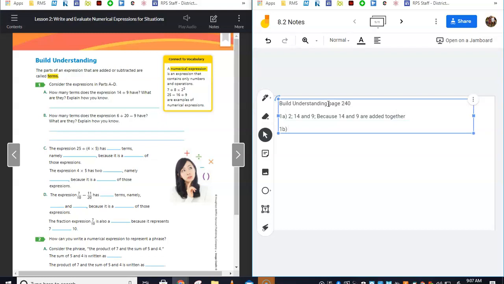1B. How many terms does the expression 6 plus 20 minus 9 have? There are 3. We have 6, 20, and 9. And how do I know? Because 6 and 20 are added together, and 9 is subtracted from the sum.